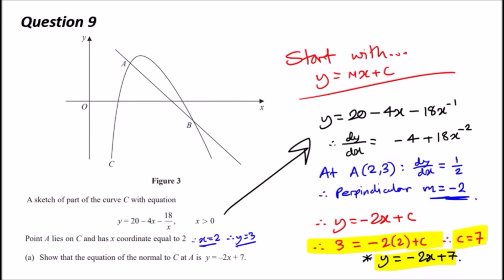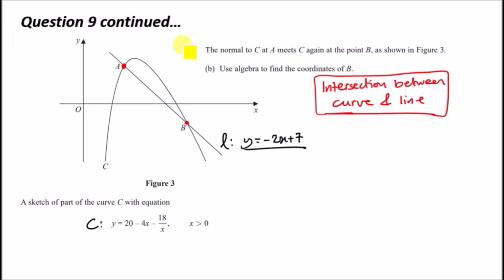So let's look at part B. Question 9 continued: the normal to C at A meets C again at point B. We discussed this already, so you can see they're intersecting. Use algebra to find the coordinates of B. Now, this is either straightforward or isn't. And by the way, I'll put the line equation here.